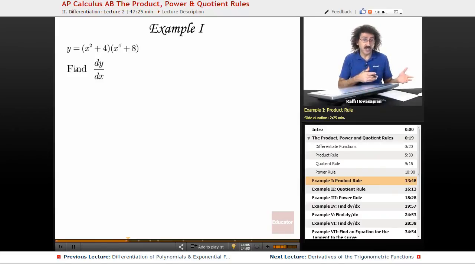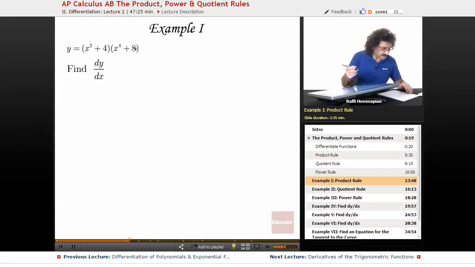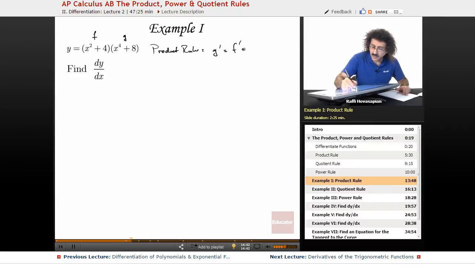Do I do the product rule? Do I multiply it out and just do the derivative of each individual term because this is a polynomial? If you want, you can just multiply this times that, this times that, this times that, this times that, and then take the derivative, or you can treat it like a product rule. Let's go ahead and do it as a product rule. So this is our f, and this is our g. Well, the product rule says that y prime is equal to f prime times g plus f times g prime.